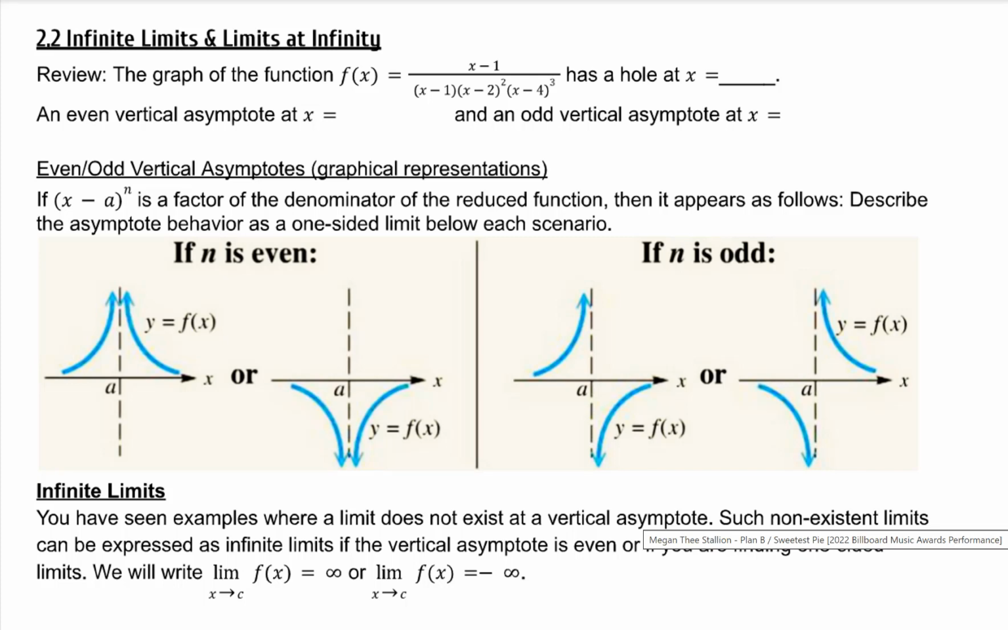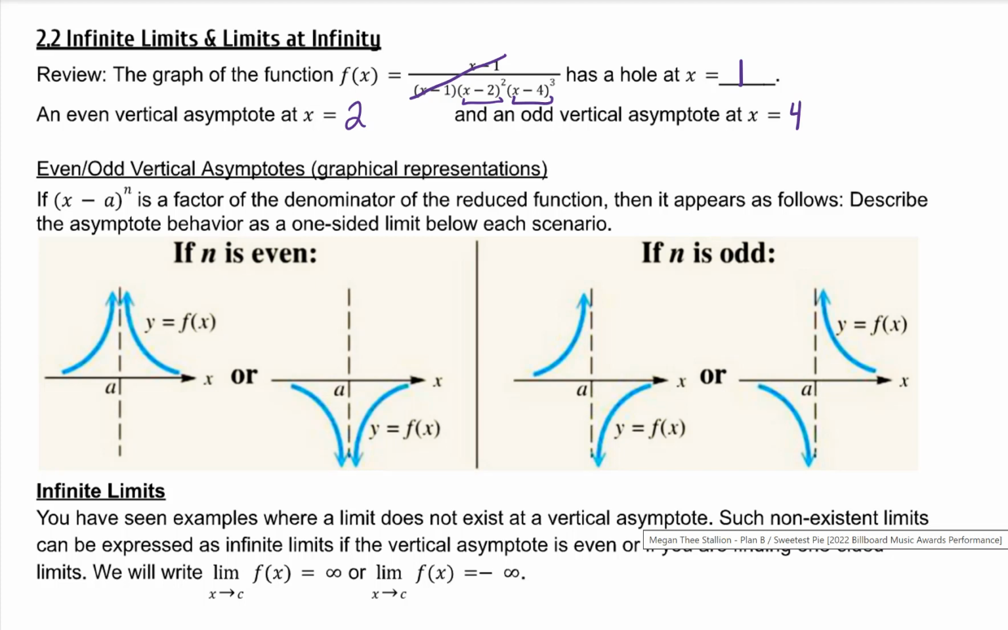The graph of this rational function has a hole at x minus 1 over x minus 1, which does reduce, and the hole is at whatever makes this factor 0. So x equals 1. It has an even vertical asymptote at x equals 2, because 2 would make this denominator equal to 0, and this factor x minus 2 is to the power of 2, so it's an even vertical asymptote. X minus 4, or x equals 4, is an odd vertical asymptote because this factor is to an odd number.